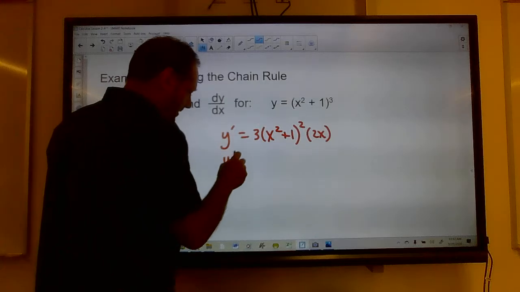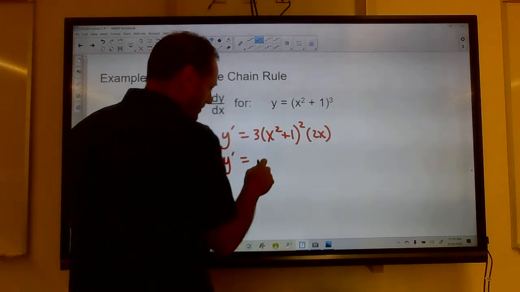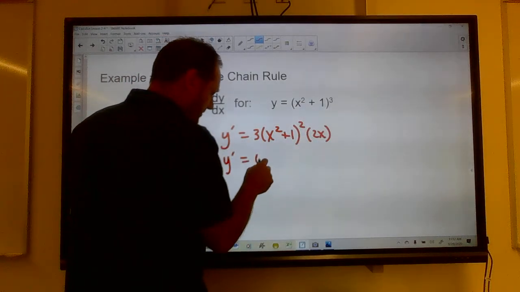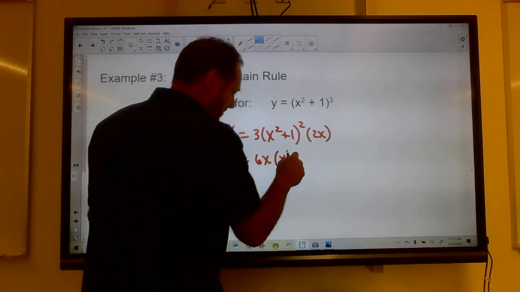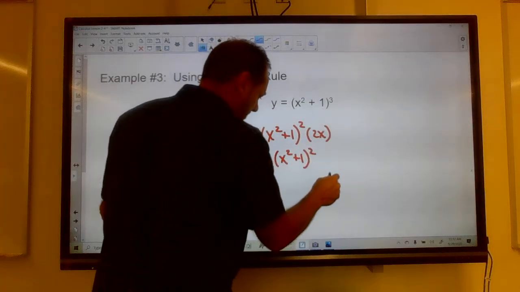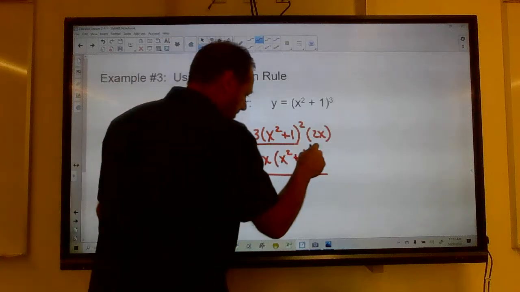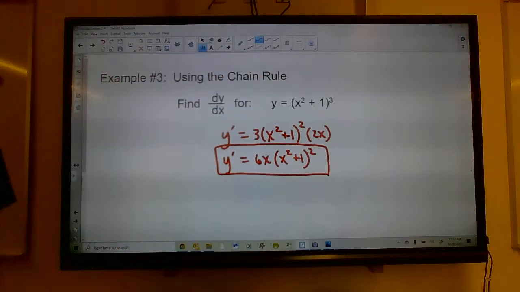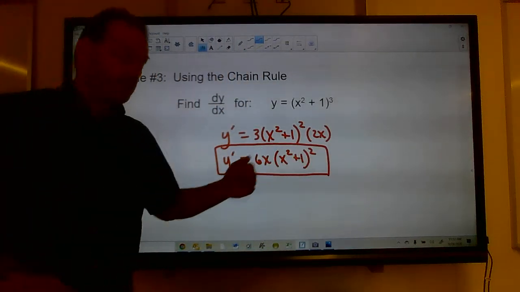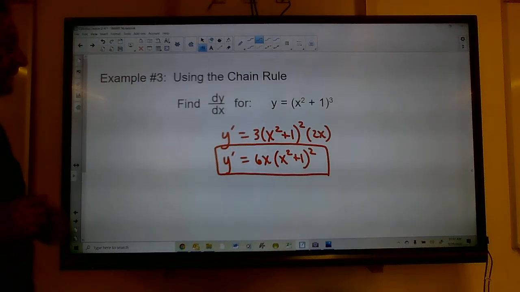And I'm going to simplify this, combine what I can. So this is going to be 2x times 3 is 6x times x squared plus 1 squared. That's probably as far as I would go. You could multiply this out if you wanted to, but I wouldn't recommend it.